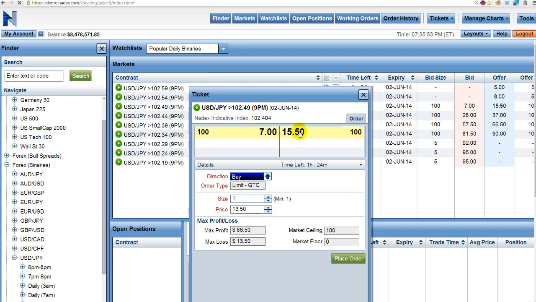Now, if I bought this contract and I held it all the way till expiration, and it was greater than 102.49, it would say settlement payout $100. Did I make $100? If it says settlement payout is $100. Now, what do I make on the trade? If I bought it for $15, yeah, $85, exactly.